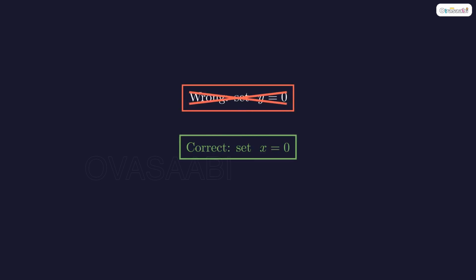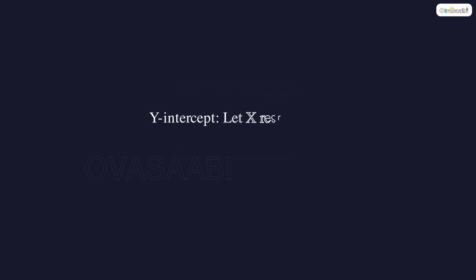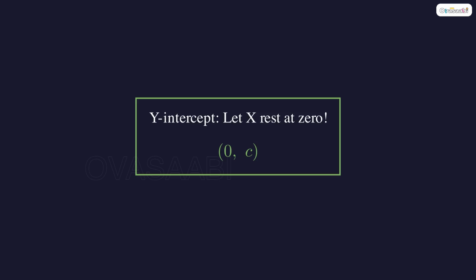Common mistake. Students set y to 0 instead of x. Remember, y-intercept means x is 0, not y. Memory tip. For the y-intercept, let x rest at 0. The answer is always the point (0, c).